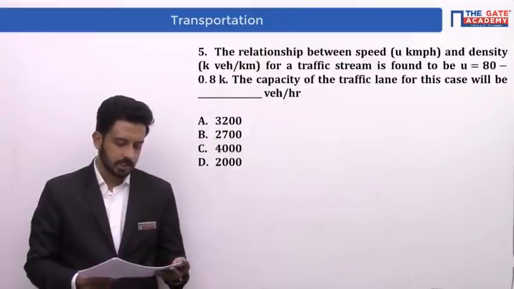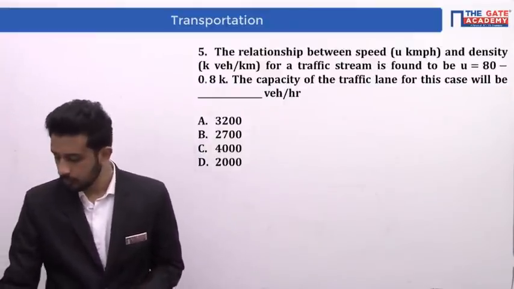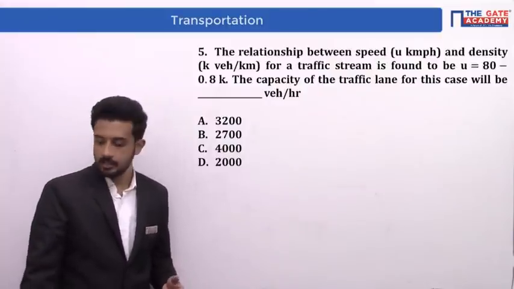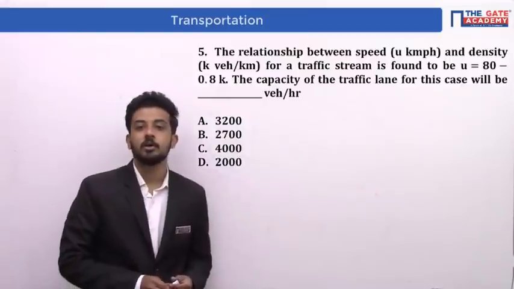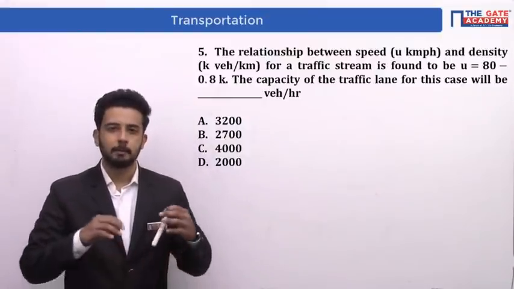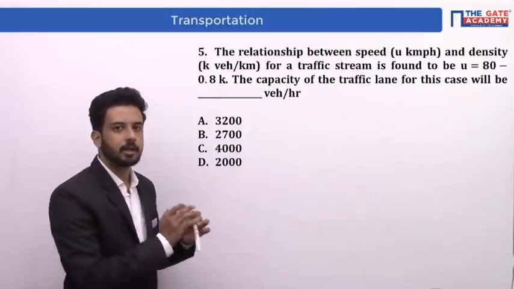Correct? Using this expression, the relationship between speed and density, we have to find out the maximum number of vehicles that can come per hour.